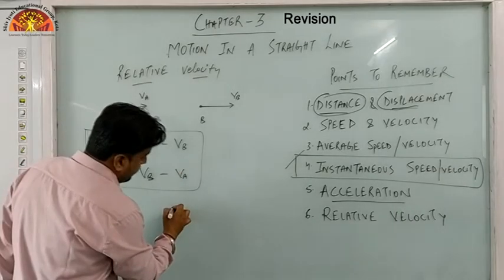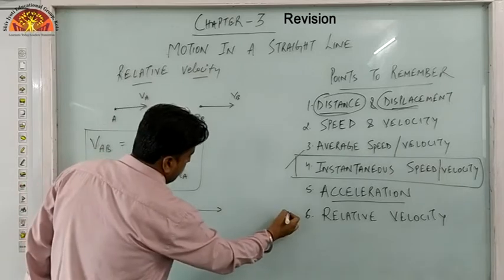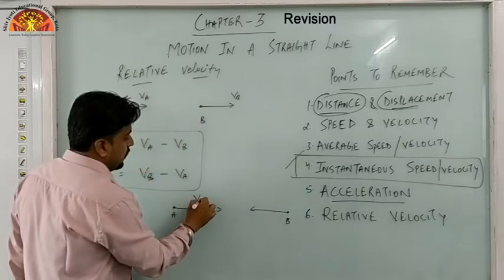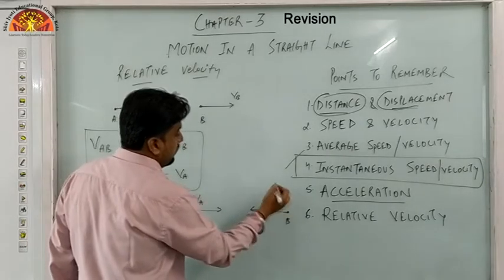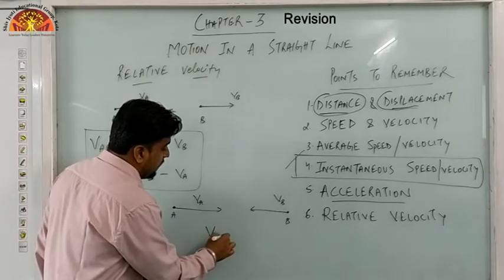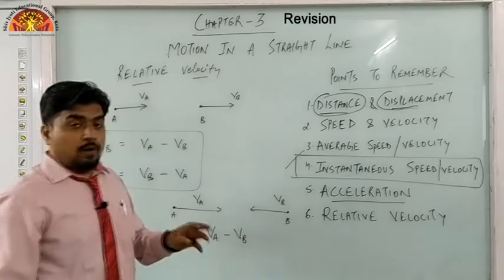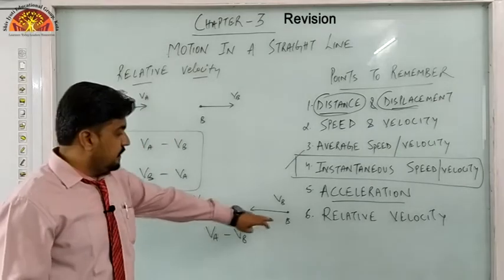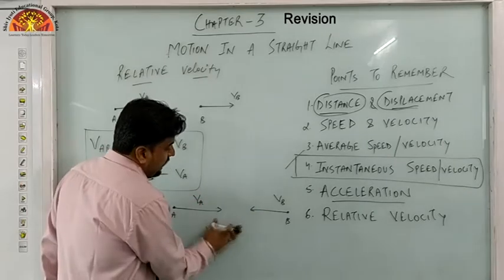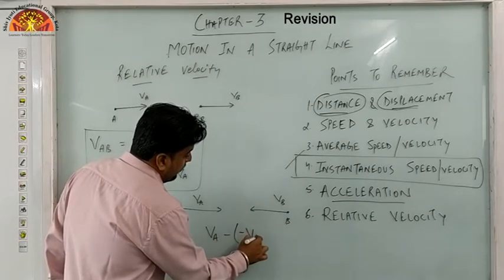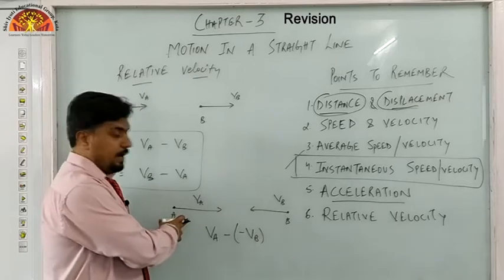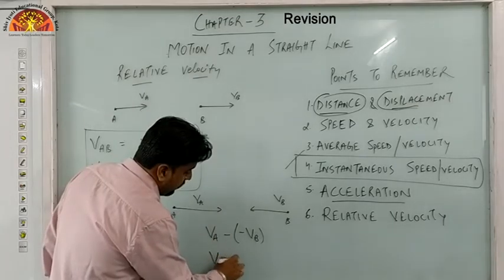But if in case this body is moving like this and this body is moving like this, this is A, this is B. If this is velocity VA and this has some velocity VB. So understand, right now also the formula would be the same, that is VA minus VB. But point is, if you are taking this direction to be positive, this direction has to be negative. Okay. So in that case over here, instead of writing VB, we need to write minus of VB, negative of VB. Why? Because the direction of VB is opposite to the direction of A. Okay. So this would give us VA plus VB.